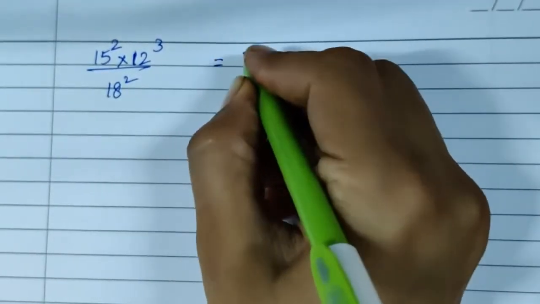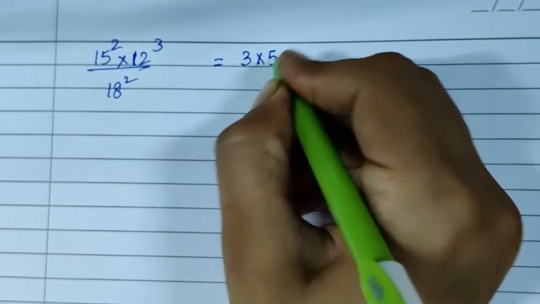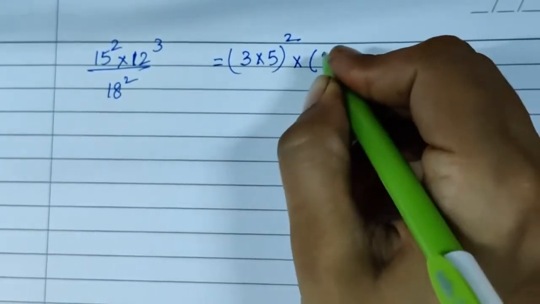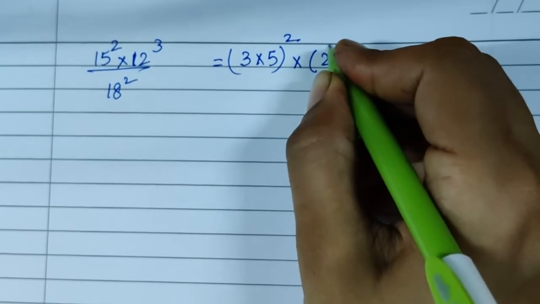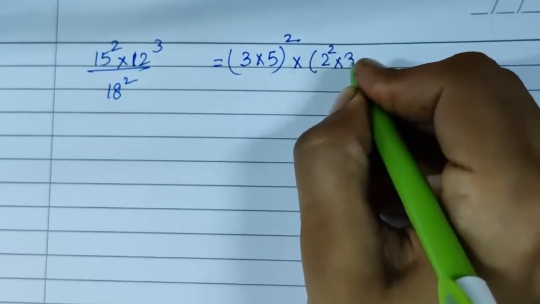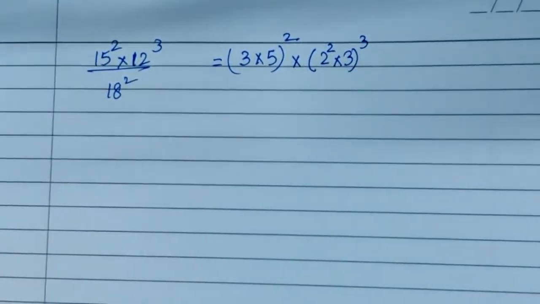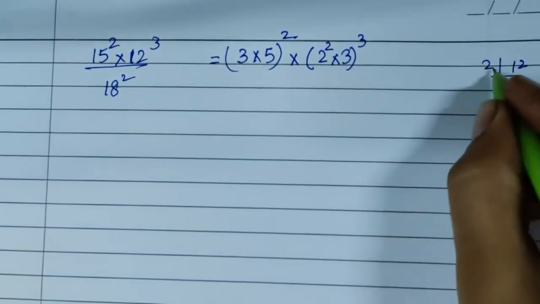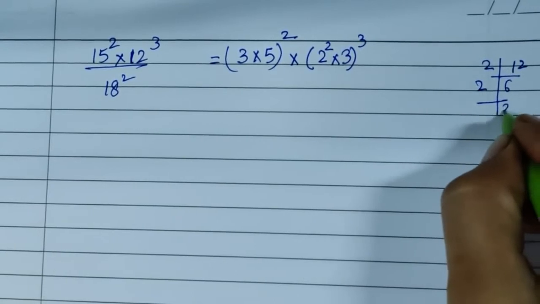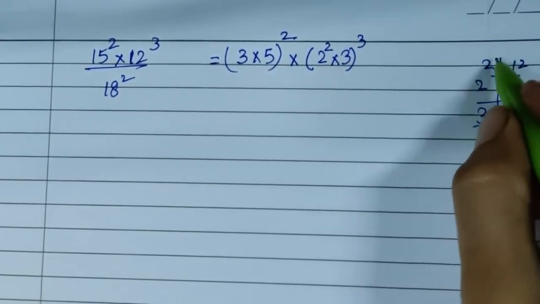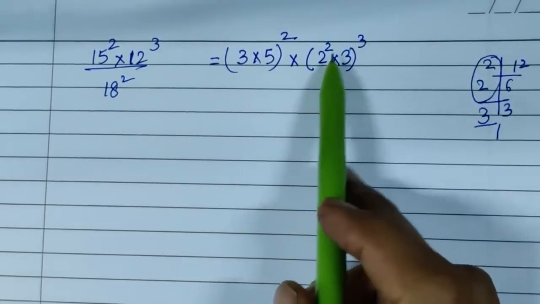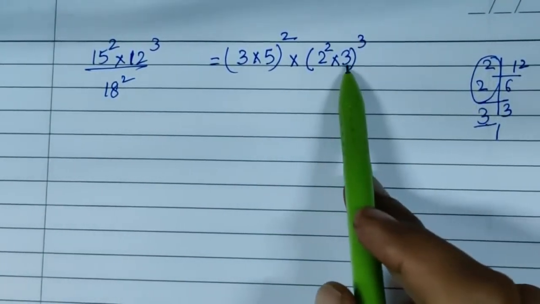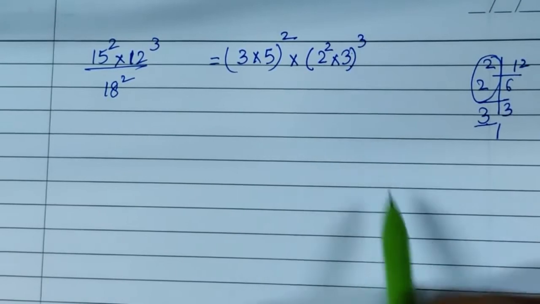Now 15 can be written as 3 into 5 whole power 2. 12 can be written as 2 raised to power 2 into 3. If you get confused how, then you find the prime factorization. 2, 6, 12, 2, 3, 6. So 2 is coming 2 times, so 2 raised to power 2. 3 is coming 1 time, so 3 raised to power 1.